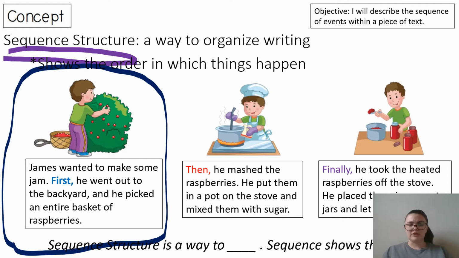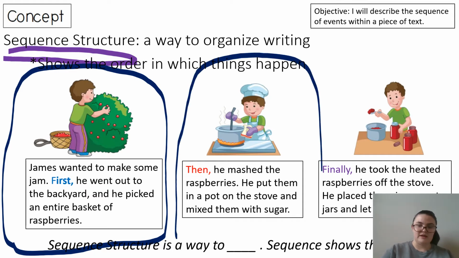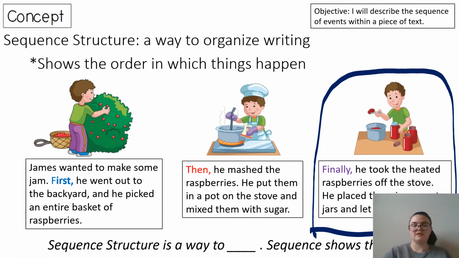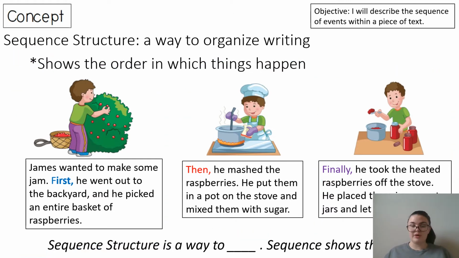This is the order in which the events are happening. We have first, he went out to the backyard and he picked those berries. Then he mashed them and boiled them in a pot. Finally, he took the heated raspberries off the stove. Can you write down those three transition words that we found in this writing? Go ahead and write them on your paper.